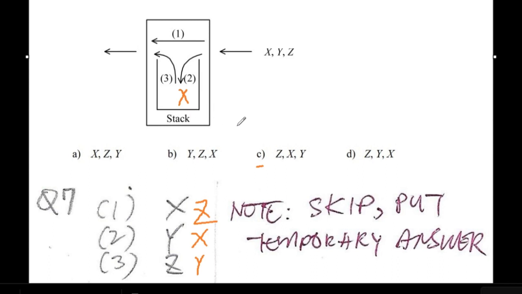Although again, I would recommend that you skip this, go to the easier questions, and maybe if you have time you can come back to this again and see if you can solve it. Okay?